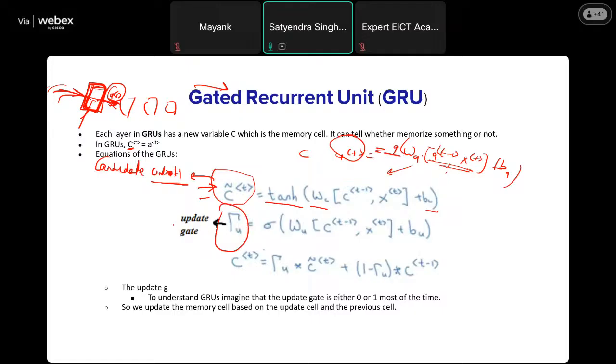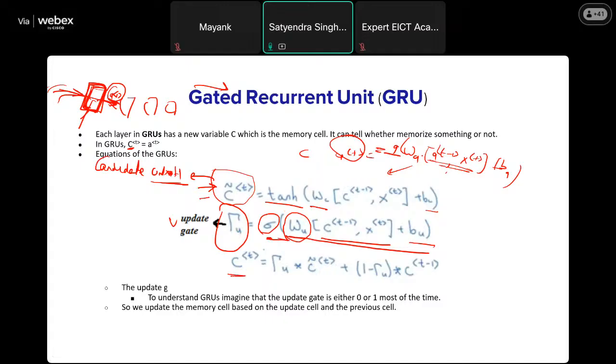and the gate is known as an update gate, and the gate has output 0 and 1, so that's why we are using the sigmoid activation function. And since it is a learnable parameter, it is learned during the training time, so obviously there is a weight involved, which is WU, that takes ct minus 1 comma xt plus bu, and the output of this basically suggests whether the information is to be updated or not.